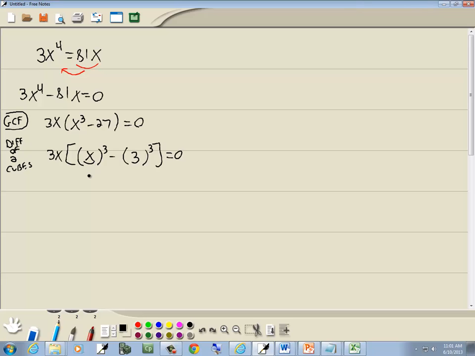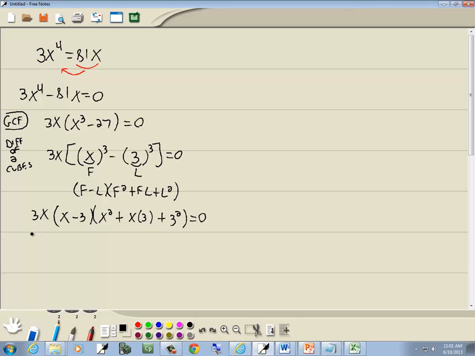Now I'm going to label this as F, my first set of parentheses, and this as L, my last set of parentheses. Remember our formula for difference of two cubes is F minus L times F squared plus FL plus L squared. Now the 3x just carries down. Everywhere there's an F in my formula, I'll plug in x, and everywhere there's an L, we'll plug in 3. So we've got x minus 3 times x squared plus x times 3 plus 3 squared equal to 0.